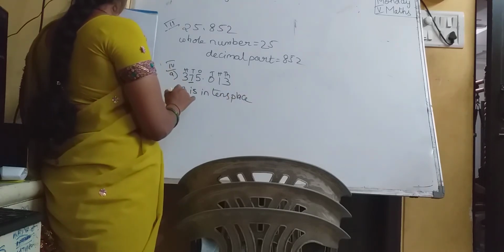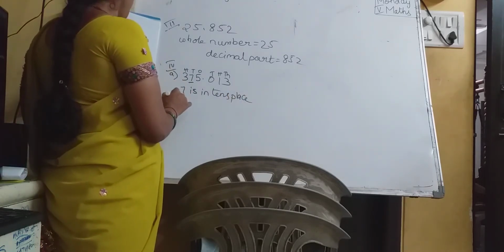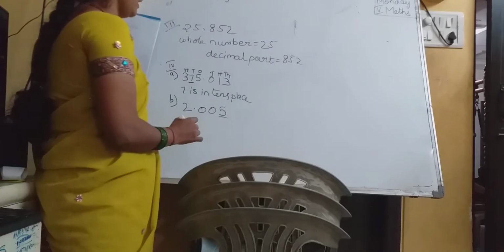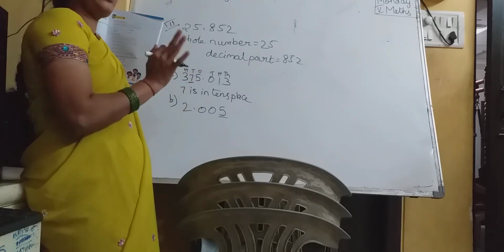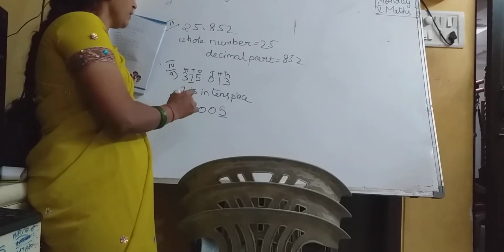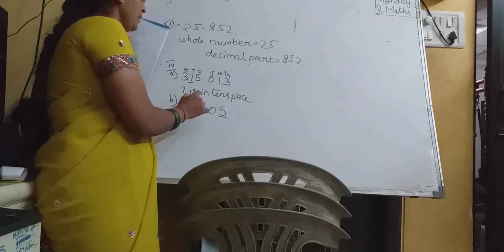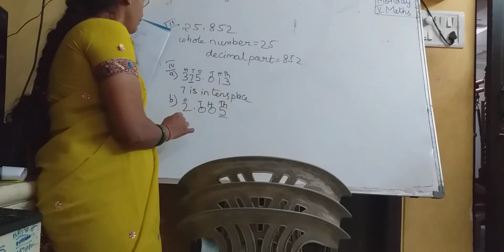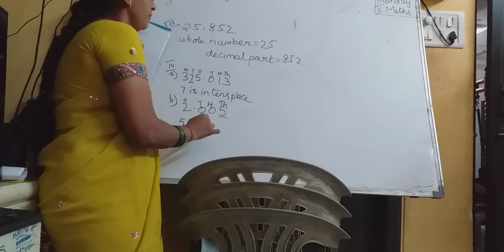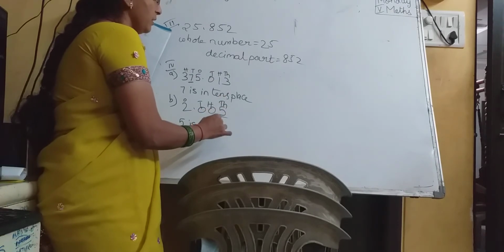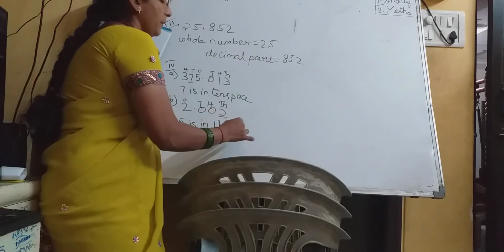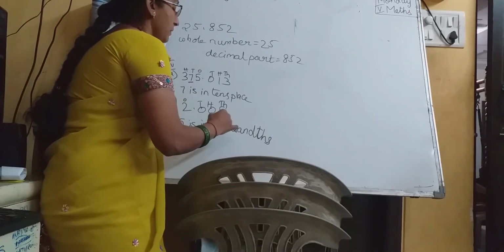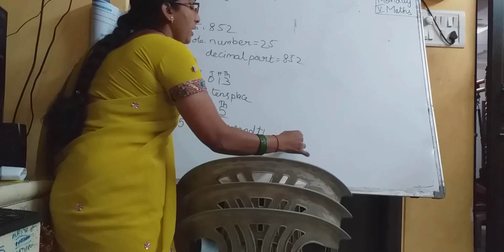B1 is 2.005. They have underlined 5. Yes, I am going to do only 3 sums. The other 3 you are going to write by yourself. Ones here, tenth, hundredth, thousandth. 5 is in which part? Thousandth. Thousandth you have to write. Thousandths place. Like this you are going to write, children.